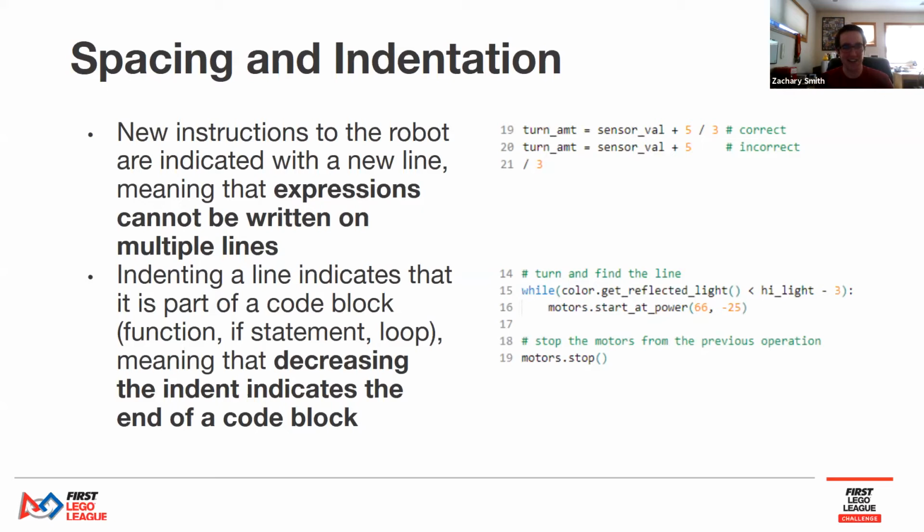Indenting a new line indicates that it is part of a new code block, such as a function, if statement, or loop, meaning that when you decrease the indent, that means that it's the end of that code block. We'll go into more loops later, but just know on the right-hand side, you see the while loop there, and then there's the colon. The new line after that is indented, which is going to start the motors at a specific power. And then once the while loop is over, it's going to decrease the indent to let the Python interpreter know that it does not need to continue running it, and instead it can just run the line motors.stop and continue on from there.